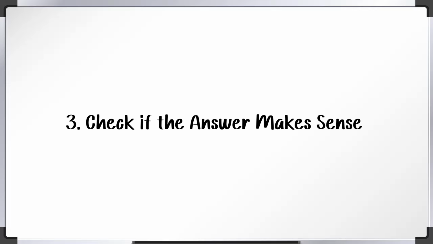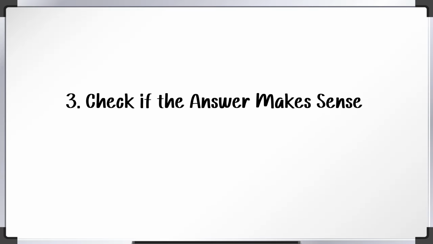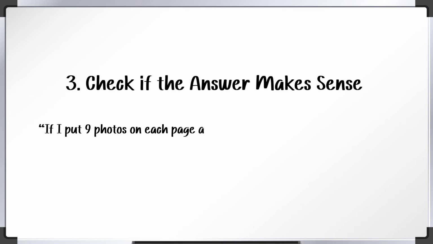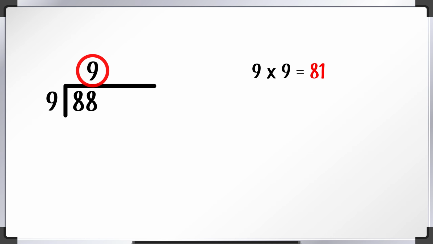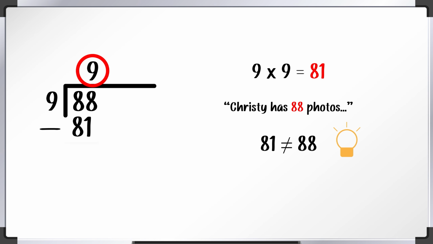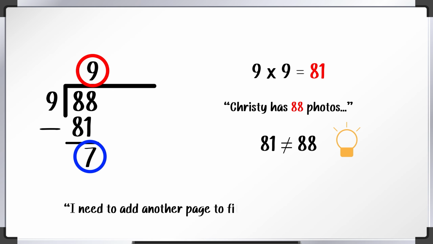Number 3. Check if the answer makes sense. This is more than just doing the reverse operation. It's about thinking critically. If I put 9 photos on each page and use 9 pages, that's 9 times 9, or 81 photos. But there are 88 photos, so 81 isn't enough. This can't be the final answer. This is the moment we want students to pause, recognize the mismatch, and adjust their solution by adding 1 more page for the remaining photos.